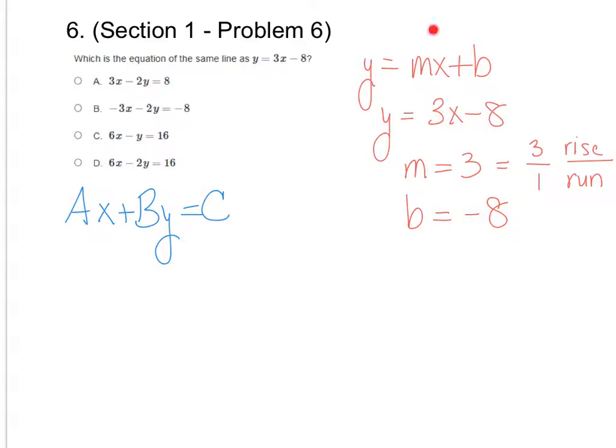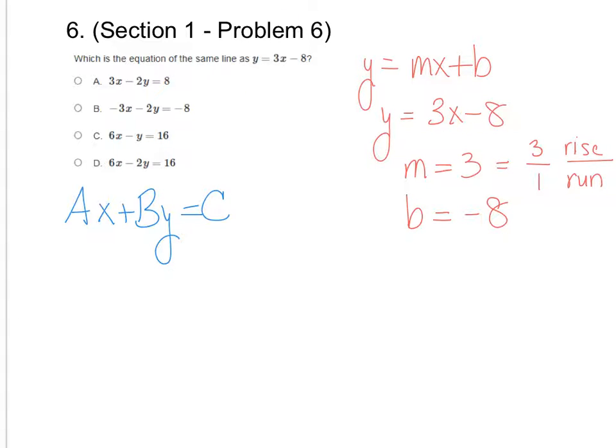They're both linear equations, which means that you're going to have a constant change in the x values, a constant change in the y values, and your graph is going to be a straight line. So you have two options. You can take this equation, put it into standard form, and see if it matches any of these. Or you could take all of these choices, put them into slope-intercept form, and see if you get one of these.